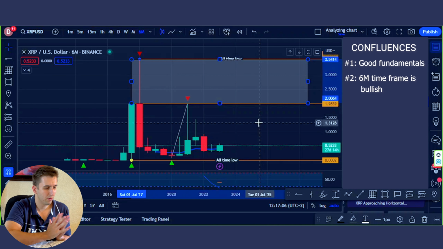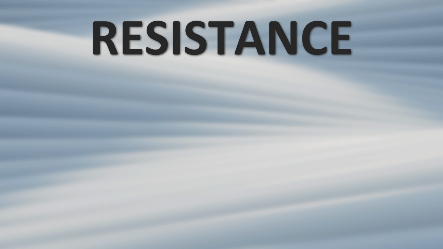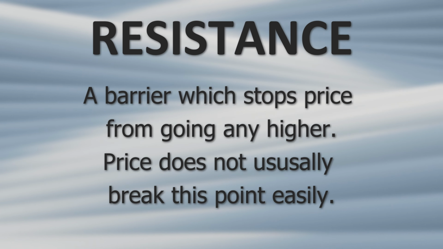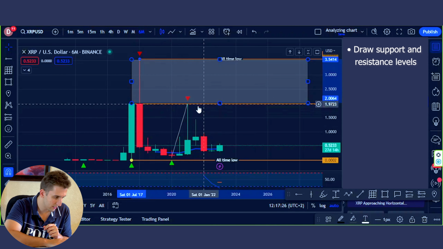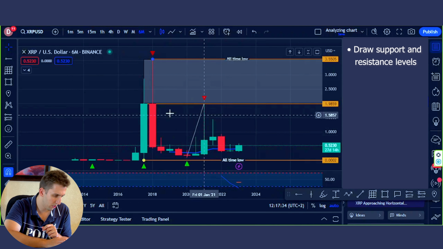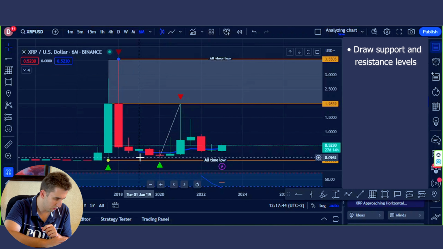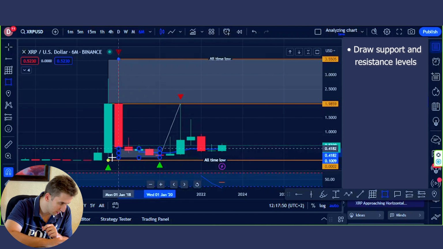And if you don't understand what resistance is, I'll be doing some videos explaining support and resistance later. But basically, just so that you can understand right now, a resistance point is an area where it stops price from going up any further until it breaks this point. So think of it like a barrier, like a roof. If you can see here, we've got this little roof, and this seems to be respected on the 6-monthly time frame. With regards to a support on the 6-monthly, it doesn't look like we really have one per se. We could argue that maybe this bit here is our resistance on the 6-monthly.